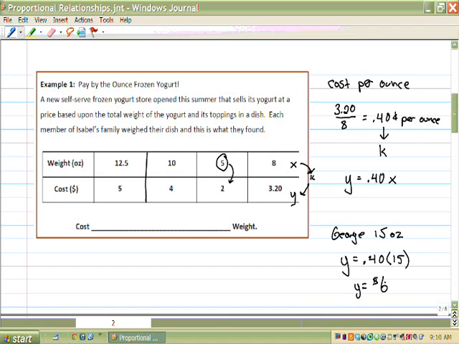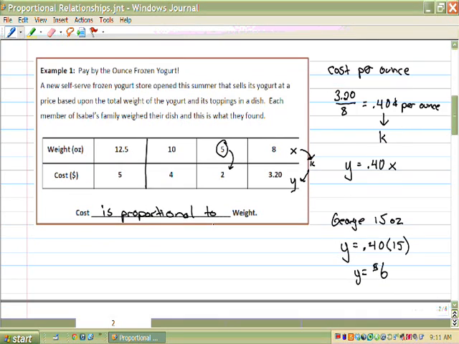When you have a table set up like this, and there is a constant of proportionality that is exactly the same for each part of the table, what we say is that the cost then is proportional to the weight, okay? Because there's a direct relationship between the weight and the cost. All right, let's move on, shall we?